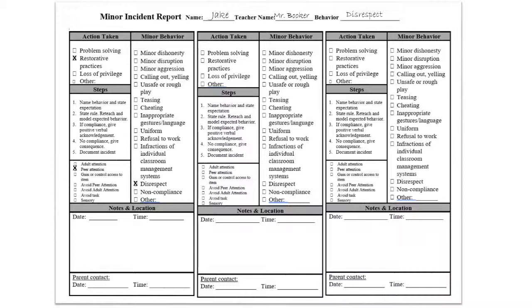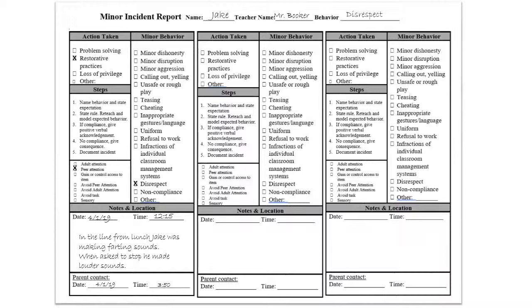It's also really important still for us to identify the motivation. So is it adult attention, avoiding work, is it sensory, and you'll mark that in the box. Then as you get down near the bottom, you'll mark the date and the time, and then a brief note about what occurred. Add the time, and then the parent contact.